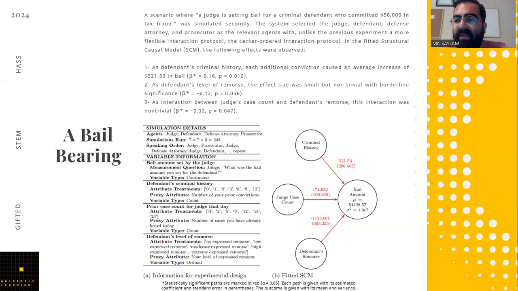Secondly, a bail hearing. A scenario where a judge is setting bail for a criminal defendant who committed $50,000 in tax fraud was simulated. The system selected the judge, defendant, defense attorney, and prosecutor as the relevant agents. Unlike the previous experiment, a more flexible interaction protocol was chosen, with the judge being the central agent and alternating with other agents. Judge, prosecutor, judge, defense attorney, judge, defendant, and so on.